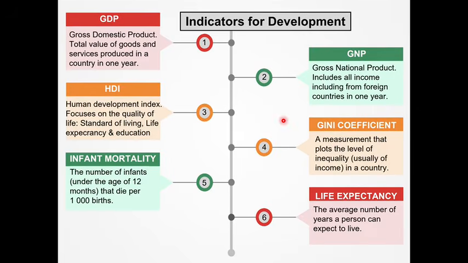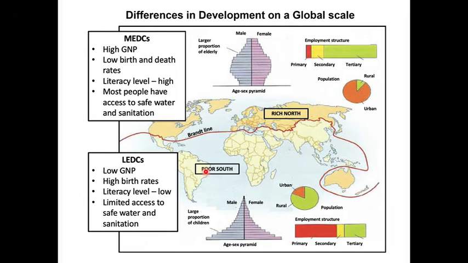Okay, now all that I'm going to do is have a look at these indicators, and we are going to apply them to this map that we've got here. If you have a look at this map, it deals with the difference in development on a global scale. Very important map. Now, this is not only a map, it's more of an infographic, because lots of other sources and lots of other information are given here on this map.